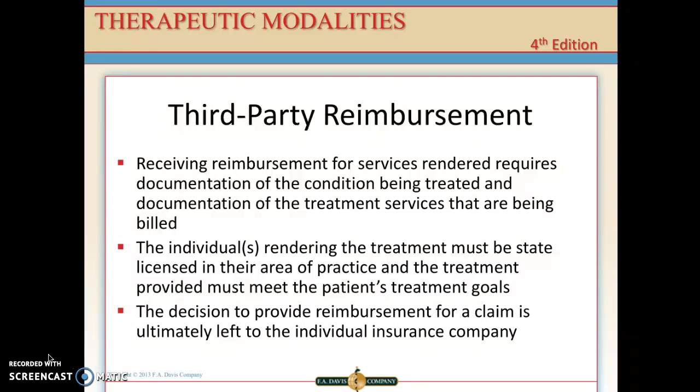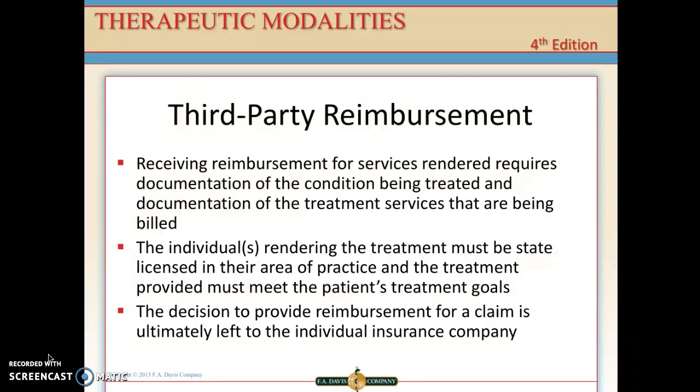So the concept of third-party reimbursement is receiving reimbursement for services rendered, and it requires the documentation of the condition being treated and documentation of the treatment services that are being billed. The individuals rendering the treatment must be state licensed in their area of practice, and the treatment provided must meet the patient's treatment goals. The decision to provide reimbursement for a claim is ultimately left to the individual insurance company.